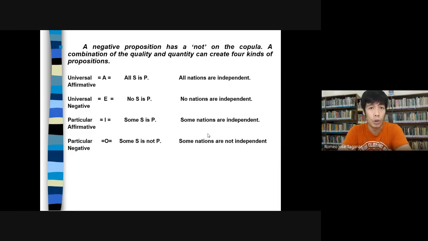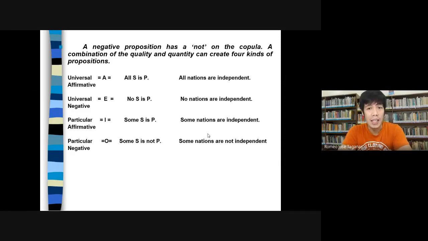Wala kang makikitang salitang no, wala kang makikitang salitang not doon sa proposition. So easily, alam mo na affirmative ang proposition na to. You also see the modifier all, which means that the proposition is universal. Okay, so an example of that proposition is all nations are independent. All, meaning universal, wala kang nakitang no or not sa proposition, kaya siya ay affirmative. So again, an A proposition is a universal and affirmative proposition.